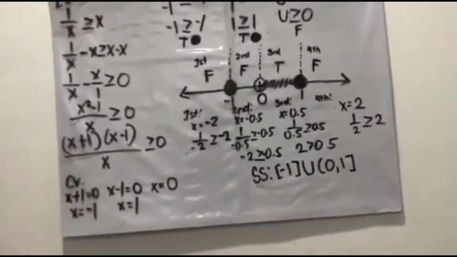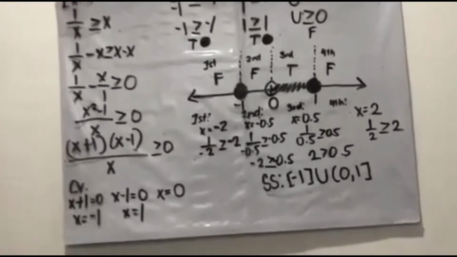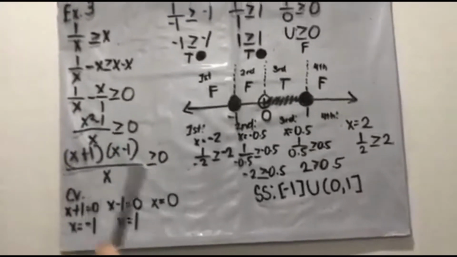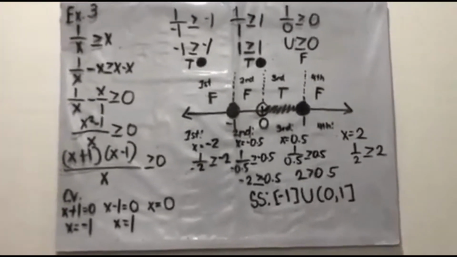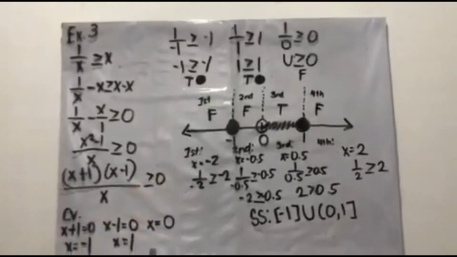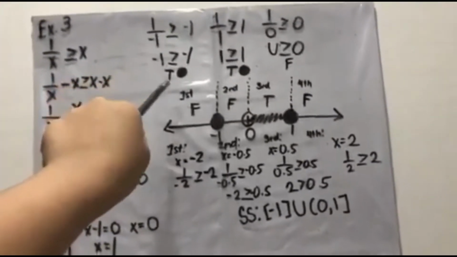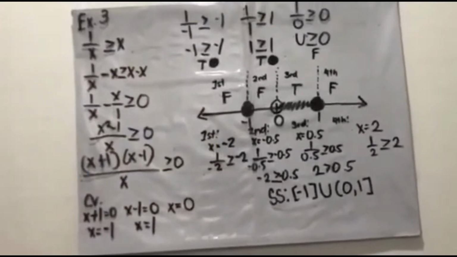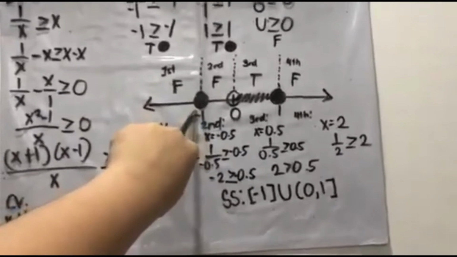Dahil dyan makukuha na nga natin yung critical values. So, una is yung x plus 1 equals 0, x is equals to negative 1, while x minus 1 equals 0, x is equals to positive 1. Then, itong x is equals to 0 lang yan. Then, para malaman natin if yung circle niya ba is closed or open, isa-substitute lang natin yung mga critical values doon sa rational expression. So, 1 over negative 1 is equals to negative 1. Negative 1 greater than or equals to negative 1. True. So, shaded yung circle yan.